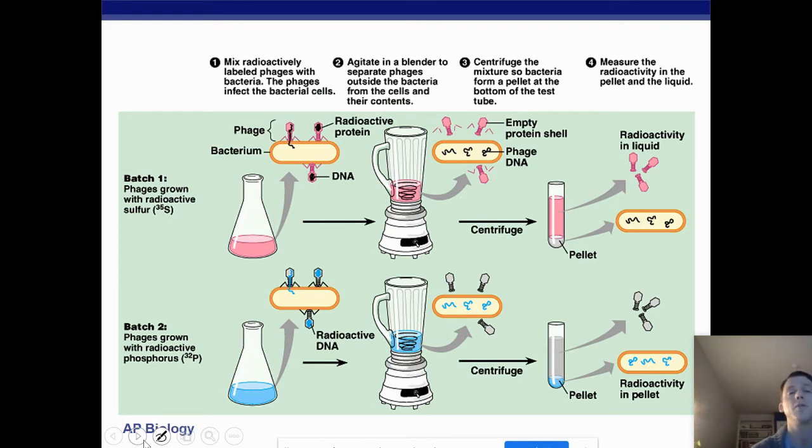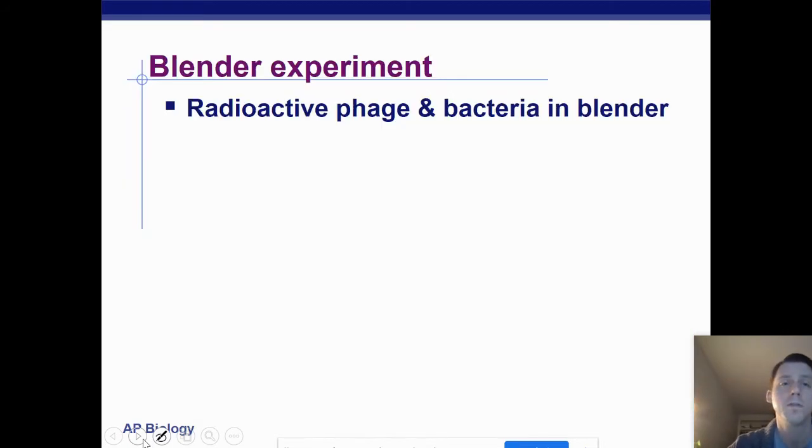It's referred to as the blender experiment because they had to detach the viruses from the bacteria. They blended it and then they centrifuged it, which means they spun it around really quickly and the solid bacteria collected at the end because that's how a centrifuge works. It spins around really fast, so all the solid, heavy stuff moves towards the end. And they looked for the radioactivity. And they found the radioactivity in the solid part at the bottom, only in the phosphorus group, which means that it was the DNA that was the genetic material. And this experiment was pretty conclusive.